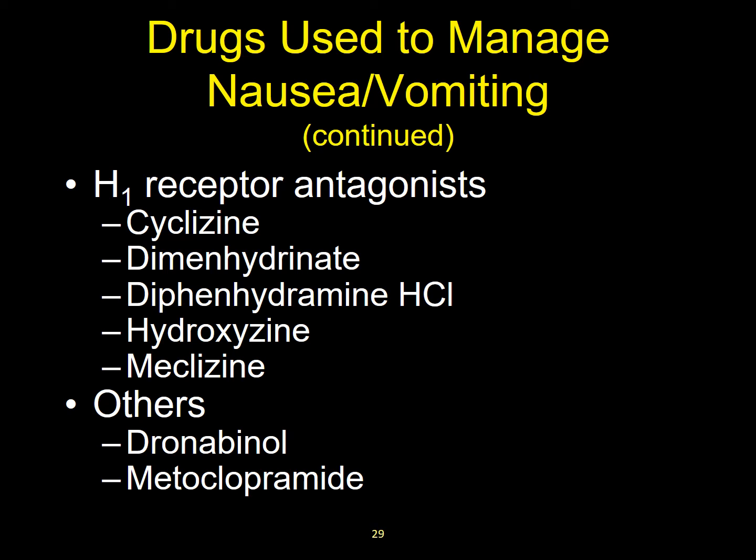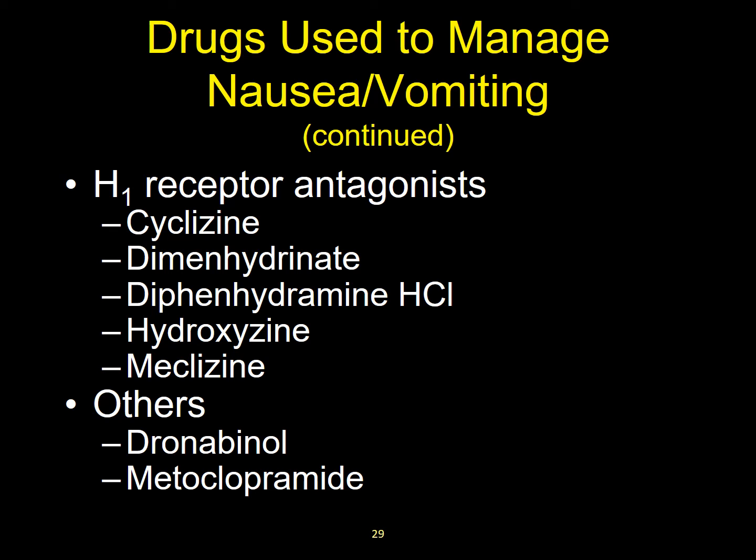Now, we also have H1 receptor antagonists. These block the action of histamine in the chemoreceptor trigger zone. Diphenhydramine is Benadryl. Hydroxyzine is Vistaril. Meclizine is Antivert, and I forget what the other ones are, but they all block the action of histamine. So if you remember that histamine is one of the triggers of the chemoreceptor trigger zone, it makes sense that if you block one of the triggers, you are less likely to vomit.